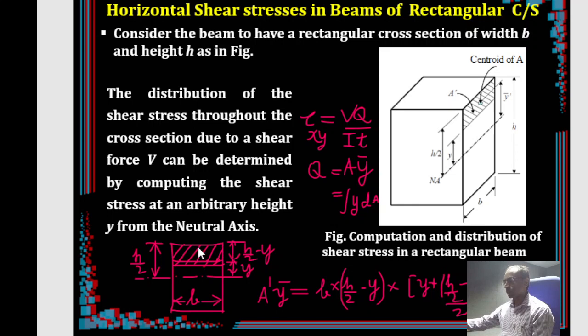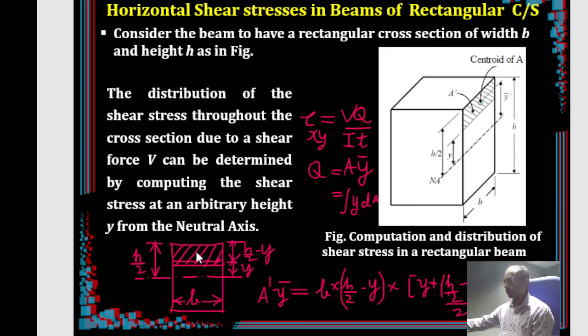What is the area? The area was not there fully. It was there only up to the shaded part, right? Because we have taken a line here. This is the plane we have taken, and you can take the area either above or below that plane. Once that is understood, we can put b times (h by 2 minus y) as the area of the shaded part, right? Then we are left with y bar.